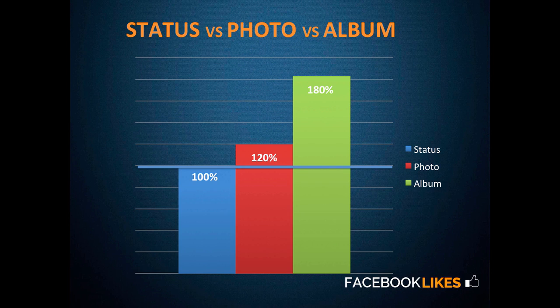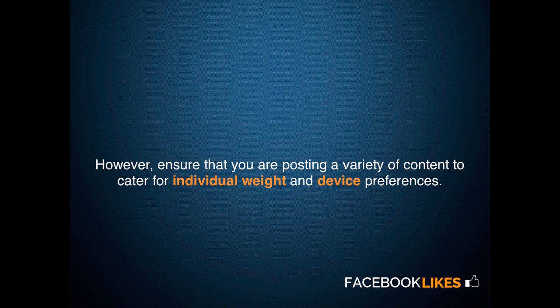This data is comparing a status versus a photo versus an album. So status is the baseline. A photo on average gets 120% more interaction, and an album surprisingly gets 180% more interaction than the status and the photo. However, don't take these stats on face value and ensure that you're posting a variety of content to cater for individual weights of all of your fans and also the device preferences and the content that they're more likely to show.